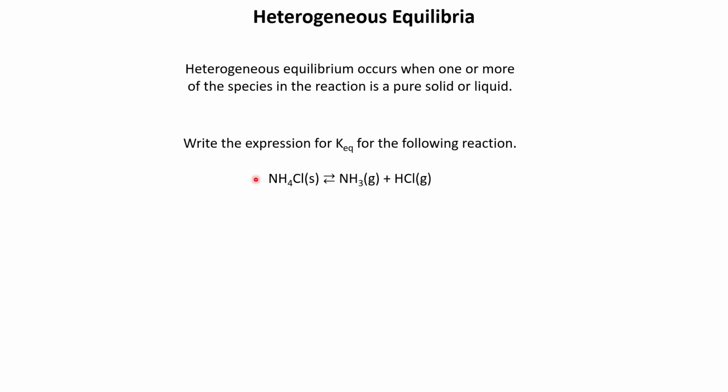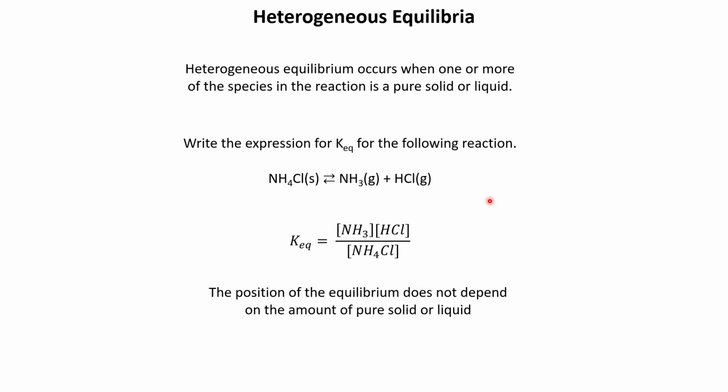This is my balanced chemical equation, and you'll notice that my products are both gases, but my reactant is a solid. Initially, we would write a KEQ that looks like this, but of course, can you have a concentration of a solid? The answer is no, which means that the equilibrium constant is not dependent on the concentration of our ammonium chloride, or NH4Cl. So we do not include our pure solid, in this case our ammonium chloride, in our equilibrium expression. So our correct KEQ for this reaction is right here.